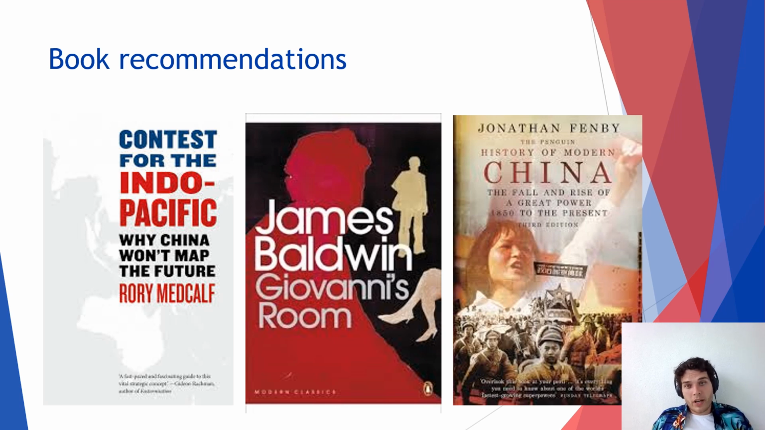The final recommendation is by John Fenby. It's called The Penguin History of Modern China. I also read this quite recently, just in wanting to grapple with a lot of contemporary Chinese history. It has a great summary of the Qing dynasty and its fall, and then looks at the nationalist era, the rise of the Communist Party, and then Maoist and Dengist politics and how it's transitioned to the modern day. It's quite a dense read.